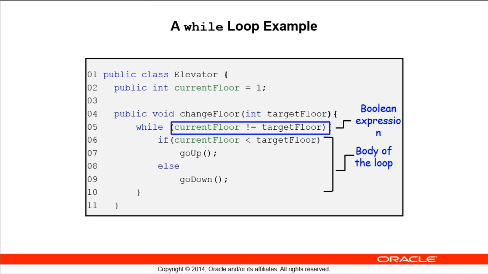The go up and go down methods increment or decrement the variable called current floor, which starts at 1 on line 2. The Boolean expression returns true if current floor isn't equal to target floor, tested in the while loop beginning on line 5. When these two variables are equal, this expression returns false because the elevator is now at the desired floor, and the body of the while loop isn't executed.